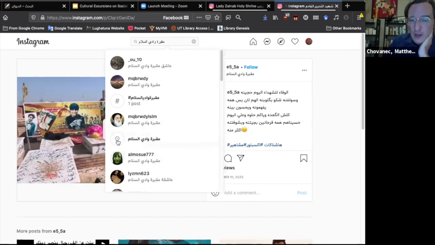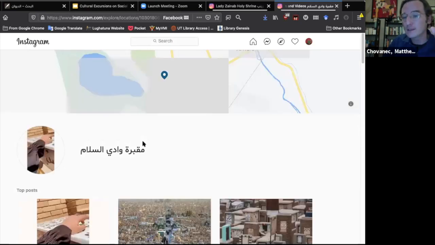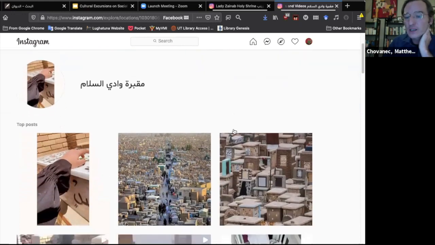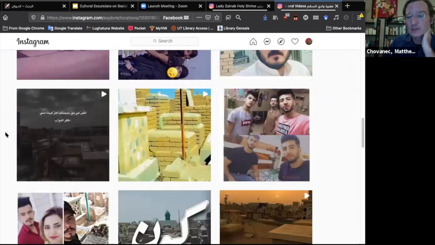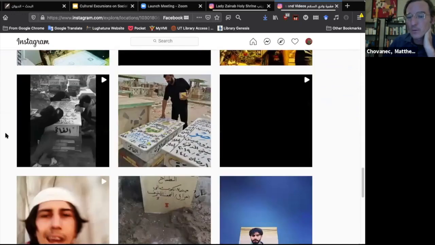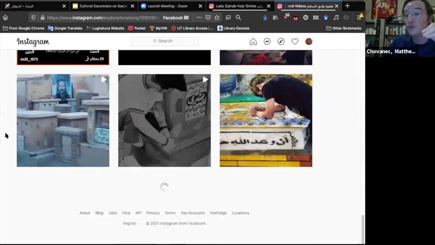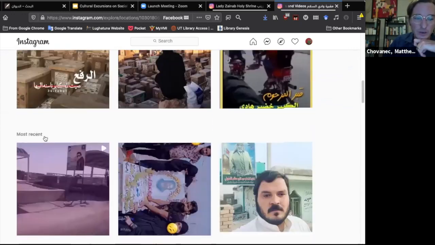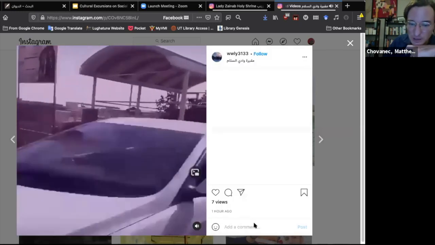But you click on this little icon here. It looks kind of like an upside down teardrop, and this is what's called a geotag. And so what it does is it's going to pull up every single picture or every single post that people have marked as being from this place. So if we zoom out, this is the Wadi al-Salam cemetery in Najaf, Iraq. And all of a sudden, we have hundreds and thousands of pictures and videos that were taken in the cemetery today. The most recent picture that we have, let's see, this was just posted an hour ago.